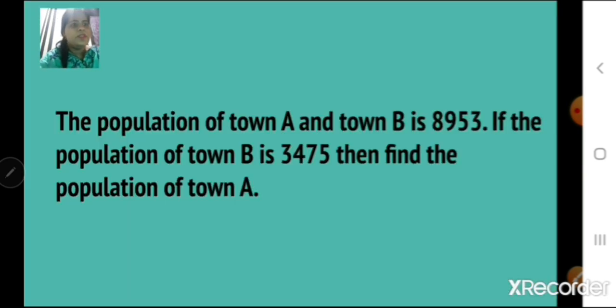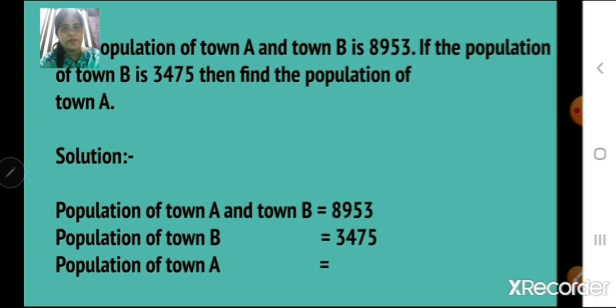See, children, here I have framed a word problem. The population of town A and town B is 8,953. Okay, now the minuend is the bigger number, so it is the total population of town A and town B. If the population of town B is 3,475, okay, the population of one town, that is town B, is 3,475. Then find the population of town A. Okay, children, note it down.